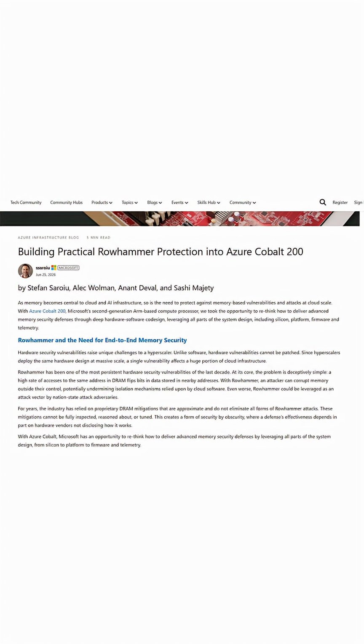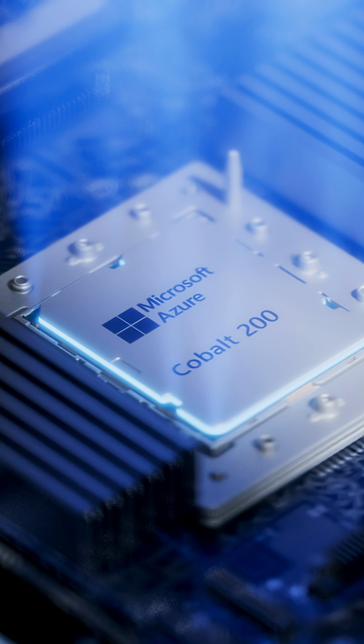So Microsoft have just published a blog post about how they're mitigating against Rowhammer in their latest Azure Cobalt 200 SoC. Now, the Azure Cobalt 200 is an ARM-based server chip. It's got 132 ARM Neoverse V3 cores in it. And they built special circuitry into the system on a chip, in the memory controller, to mitigate against Rowhammer.